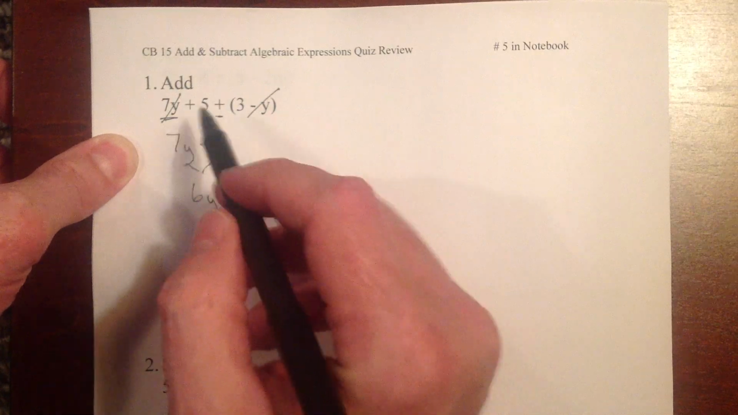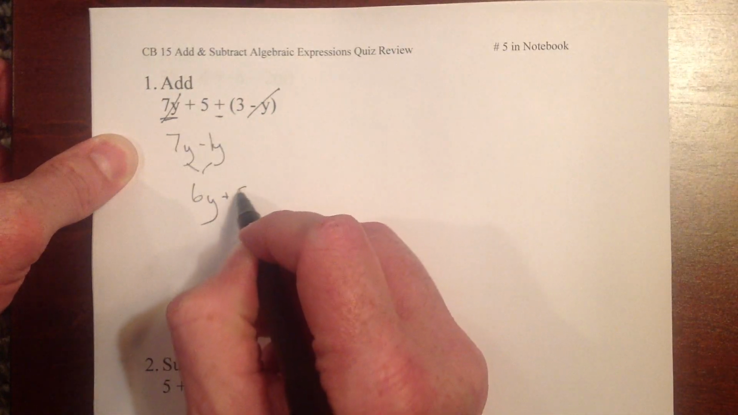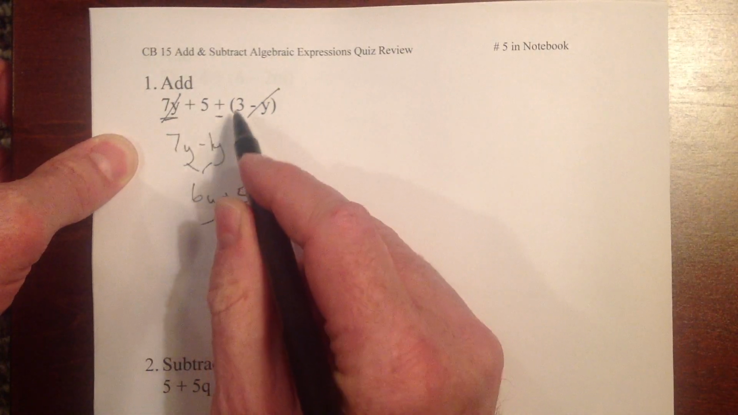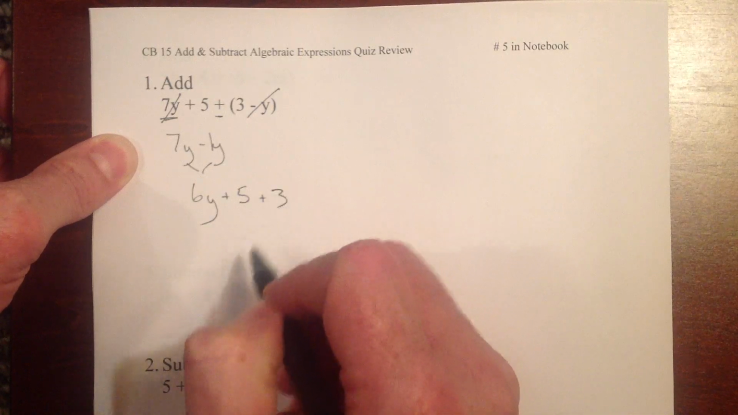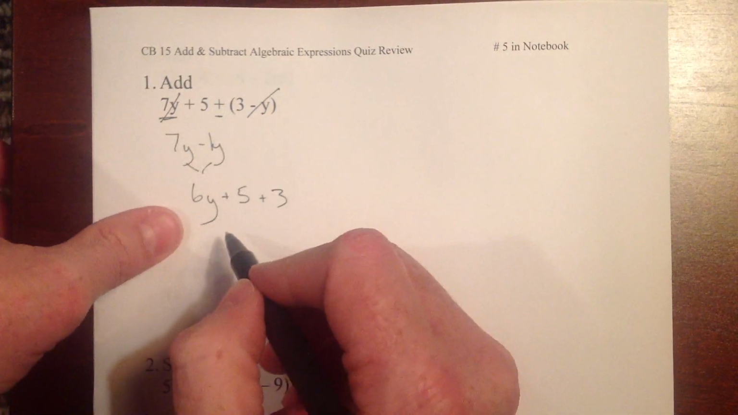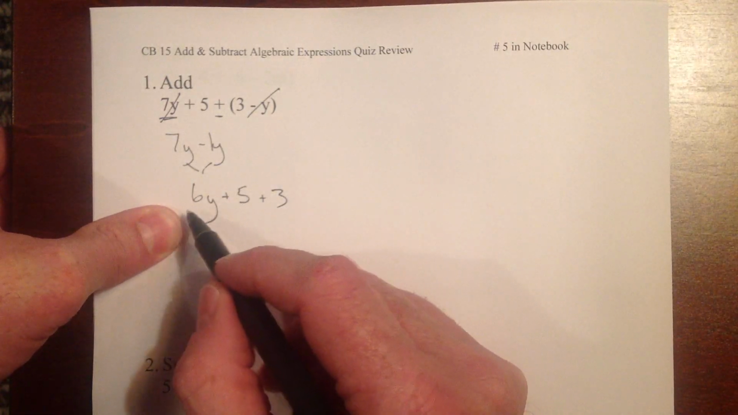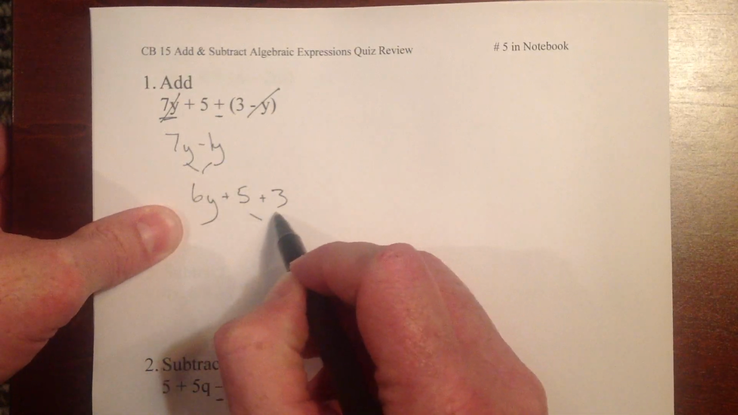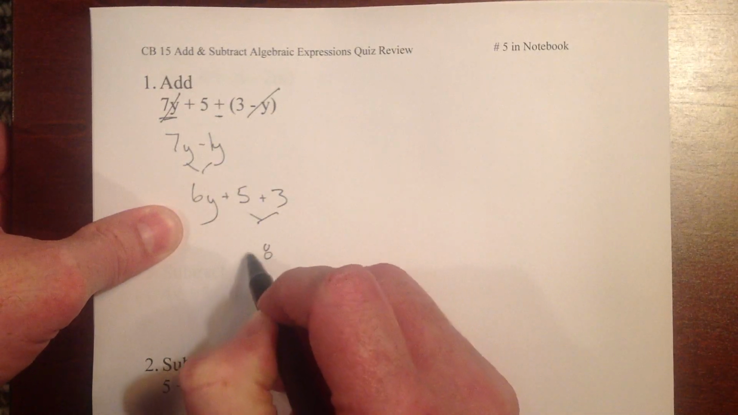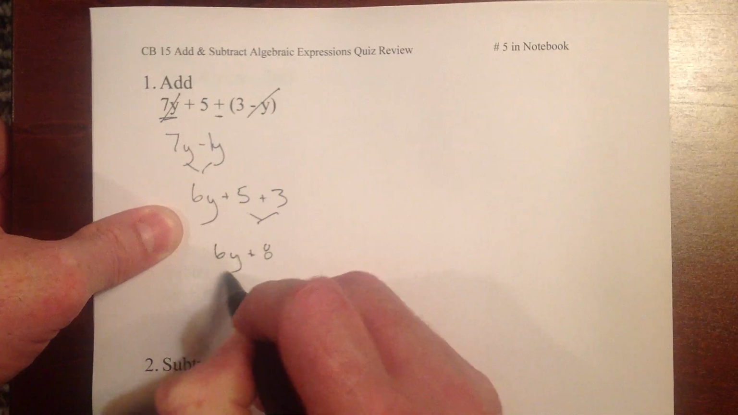And all we have left is plus 5 and plus 3. And we continue to do this like we've been doing, like we did all last week. We can't combine that 6y with anything, but we can combine these two for 8. And then we can rewrite that as 6y plus 8.